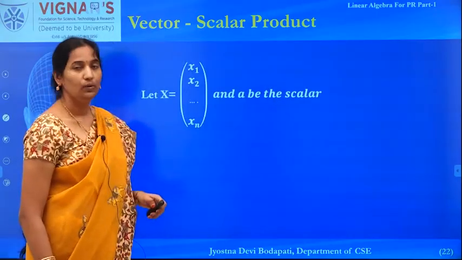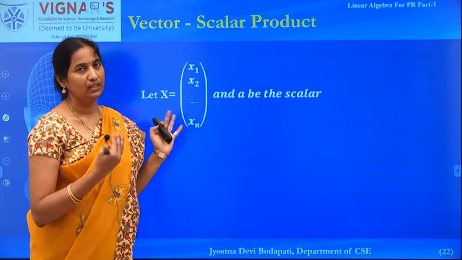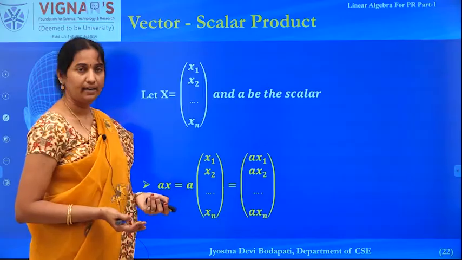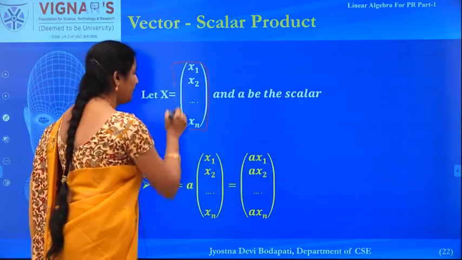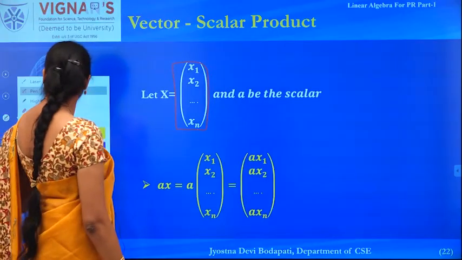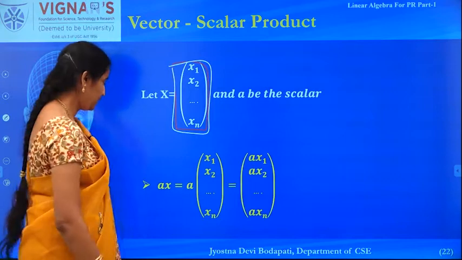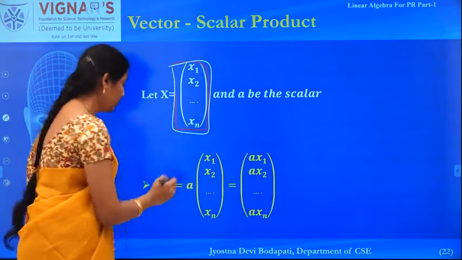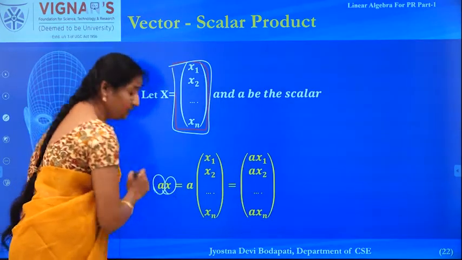And now let us see the scalar product, how do you multiply a scalar to the given vector. Now consider this is the scalar, and consider this is the vector which is in the n dimensional space. Now I am going to apply scalar multiplication. So, let us consider A as a scalar and x, we already know, is a vector.